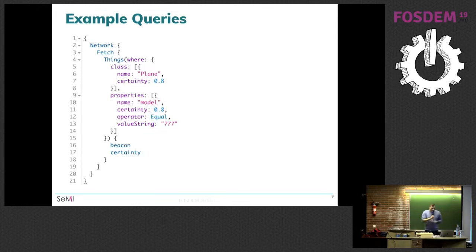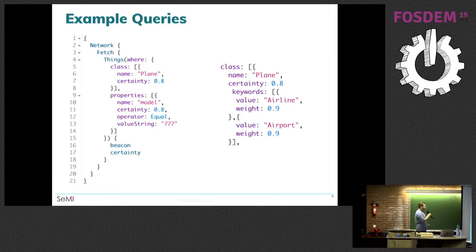Then the second property that we're interested in is the model. In this case, it should equal 777. And again, here we don't know if this local airport management system says the property is called model, or maybe model name, or just name, etc. So again, we try to match this with a fuzzy search here.